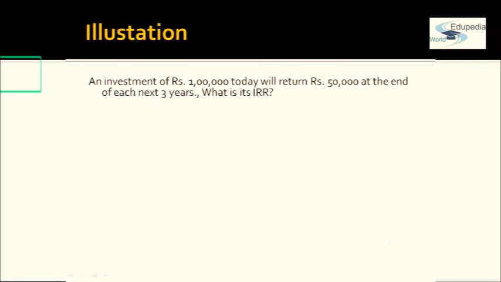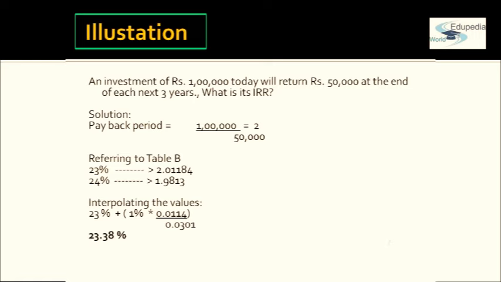So let's take an example: an investment of rupees 1 lakh today will return rupees 50,000 at the end of each of the next 3 years. What is its IRR? We have to compute the payback period first. The payback period is equal to 1 lakh initial cash outflow divided by the inflow, which is 50,000. So this is equal to 2.